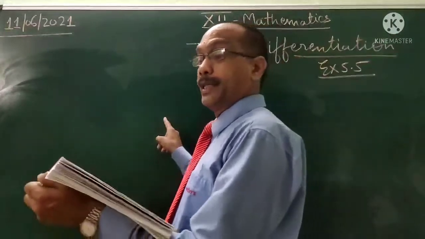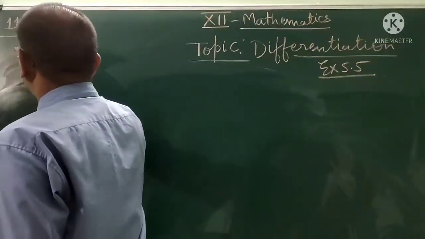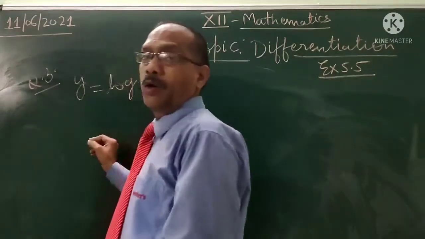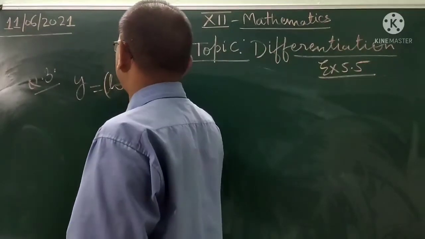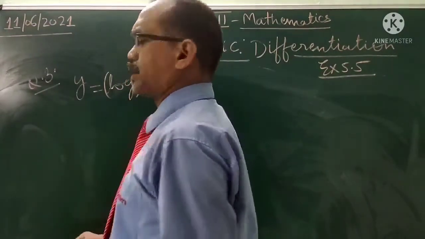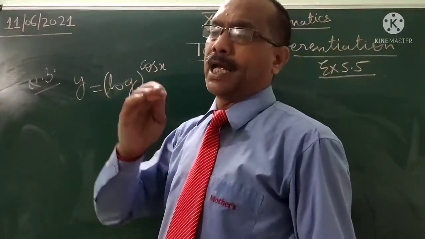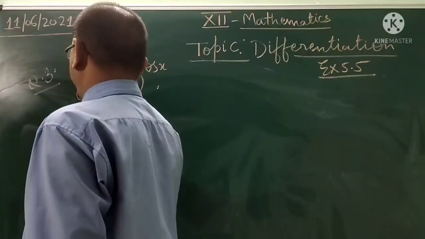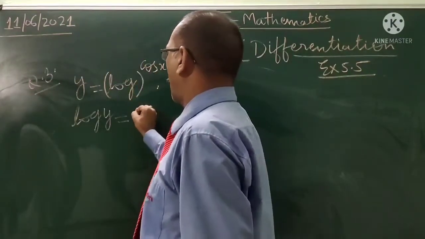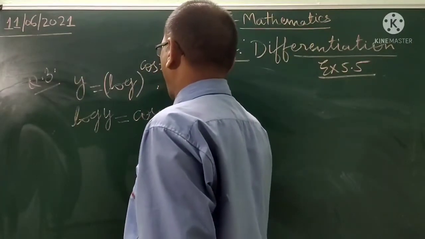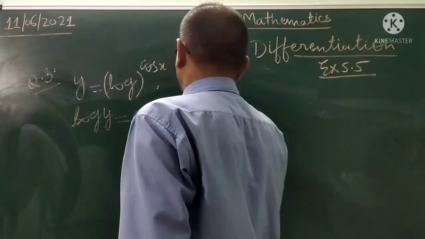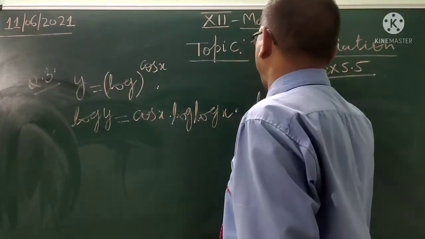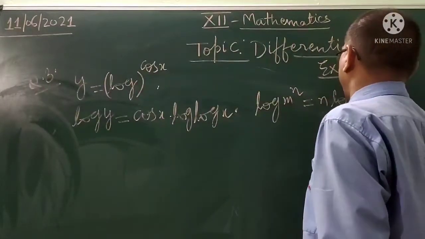Student, now question number 3. Question is y equal to (log x) power cos x. Student, here one function has the power of another function, so we will take the log. Log y equal to cos x into log of log x. It is the power rule, using the formula log m power n equals n log m.